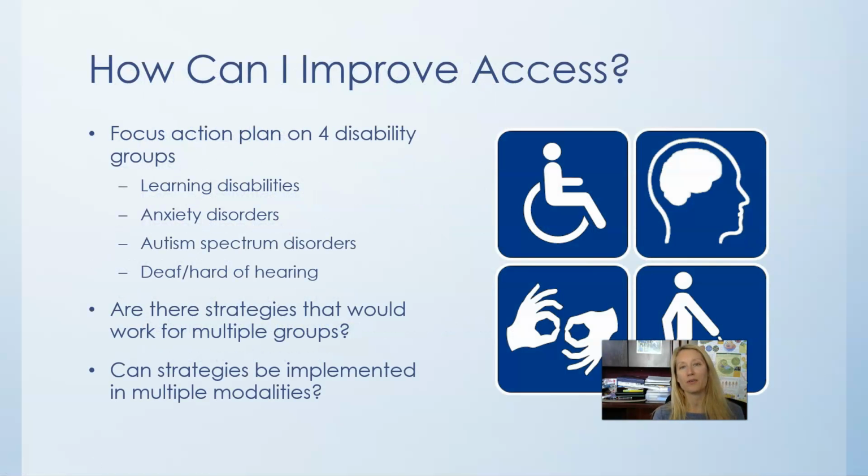So how can I improve access? When I was going through the audit, I decided that there were 4 groups that I think I can make an immediate difference and impact for.